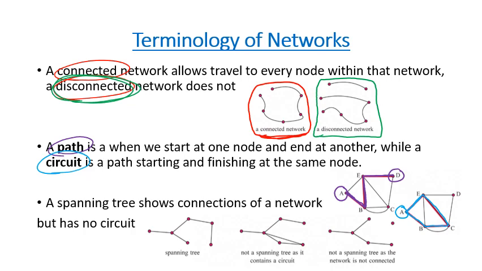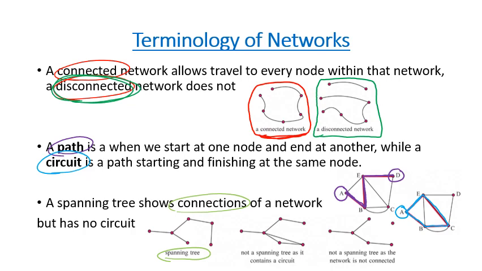And the last thing we're going to talk about is a spanning tree. Now, a spanning tree shows the connections of a network but doesn't have a circuit. Now, remember, a circuit is starting at one node and finishing at the same node. All right, so we've got a spanning tree here because all the nodes are connected. So it's a connected network, but it doesn't actually have a loop, or a circuit.